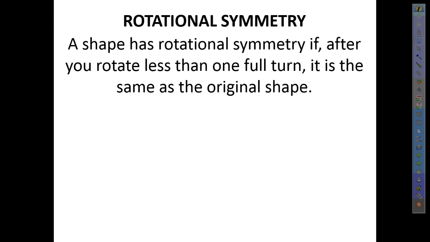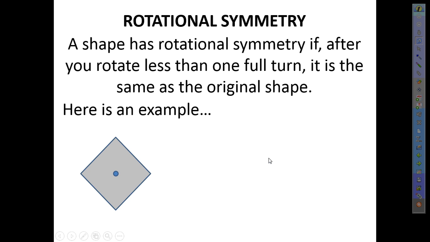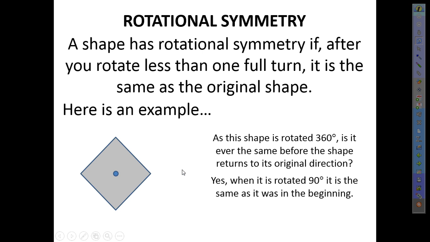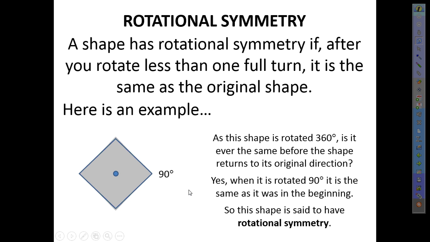But if I can rotate less than 360 and end up back exactly where I started, then I have some type of rotational symmetry. So here's an example. We have a square, and we want to rotate it around this point at the center. All right? I can rotate it 360 degrees, and I know it's going to end up looking exactly as it did before. All right? But it was also the same at 90 degrees. See, that was just a quarter turn, and it ended up looking exactly the same. So this shape is said to have rotational symmetry.